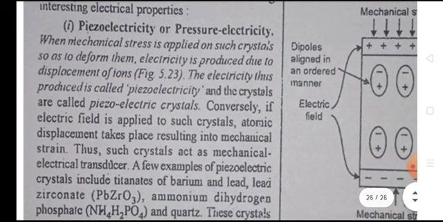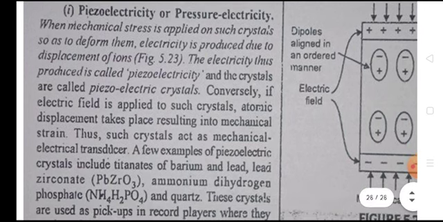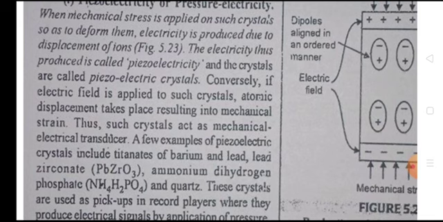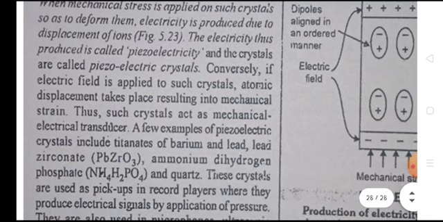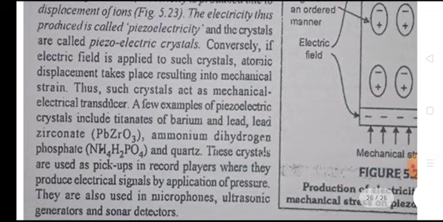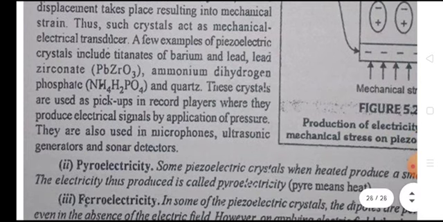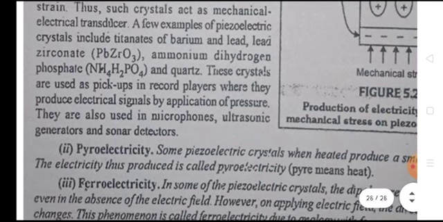First, piezoelectricity or pressure electricity. When mechanical stress is applied on such crystals so as to deform them, electricity is produced due to displacement of ions. The electricity thus produced is called piezoelectricity, and the crystals are called piezoelectric crystals. Conversely, if an electric field is applied to such a crystal, atomic displacement takes place, resulting in mechanical strain. Thus, such crystals act as mechanical-electrical transducers.